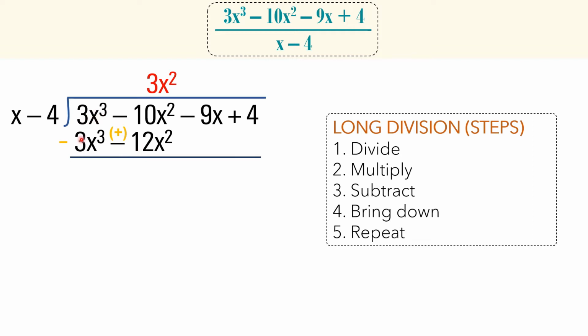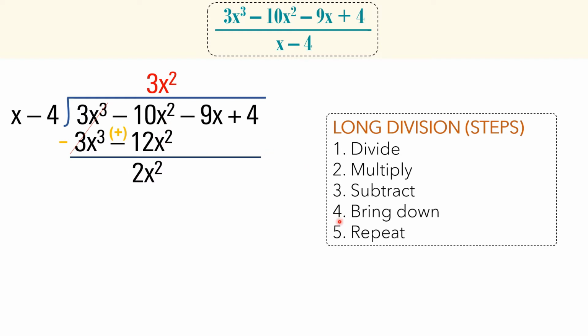3x cubed minus 3x cubed, it will be cancelled or equal to 0. Then, negative 10x squared plus positive 12. So, this negative 12 is now positive. So, negative 10 plus positive 12 will have positive 2. Different sign, so we have to subtract them and copy the sign of the larger number. 12 is positive. So, we got positive 2. And just copy x squared.